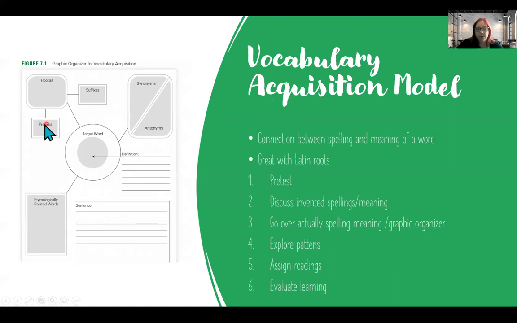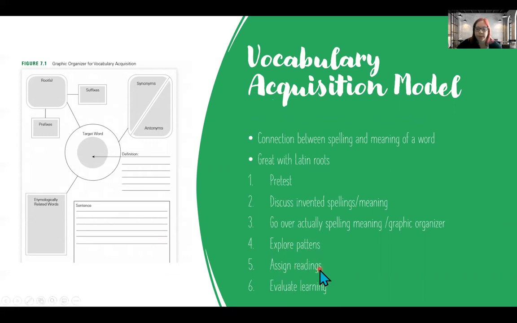So when we do this model, we first pre-test students on some of our words and what they mean, and they discuss their invented spellings and meanings. Then you go over the actual spellings and meanings, and this could be where they create a graphic organizer and their own vocabulary notebook, where you're going, okay, here's our word, here's some definitions, maybe some synonyms, some antonyms, what is our root, our prefix, our suffix, and then what is this word in this sentence? Then you'll explore those patterns, like, oh my gosh, I didn't know centi means 100, century, or percent, that means per 100.